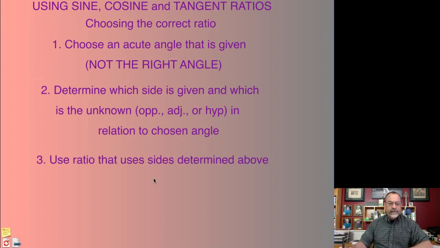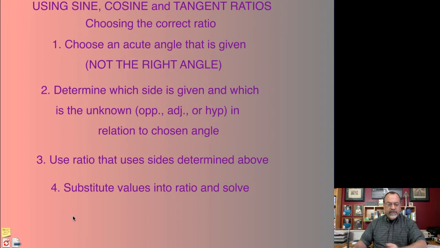Once I've decided which ratio to use, I simply substitute in the values: the angle for the angle measurement, the side that I know in for the side, and the side that's missing in for the other side. And once I've done that, I simply solve the ratio algebraically, or if I'm looking for the angle, we'll use the inverse function in order to determine the missing value. So for the rest of the video, I'm going to do a number of examples using this process.